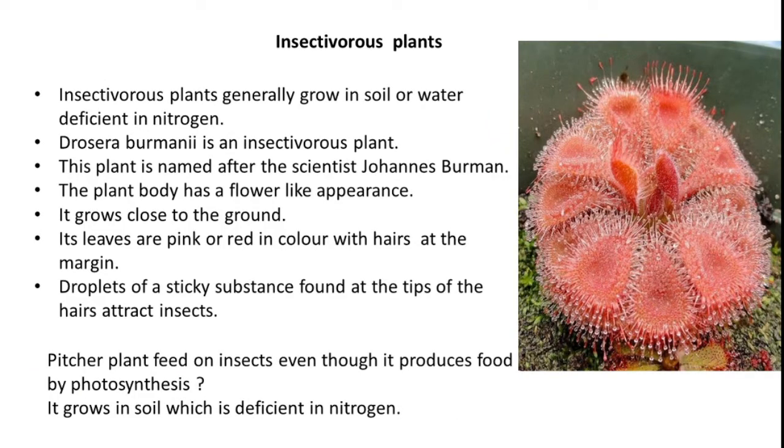Insectivorous plants. Insectivorous plants generally grow in soil or water deficient in nitrogen. Drosera burmannii is an insectivorous plant. This plant is named after the scientist Johannes Burman. The plant body has a flower-like appearance.